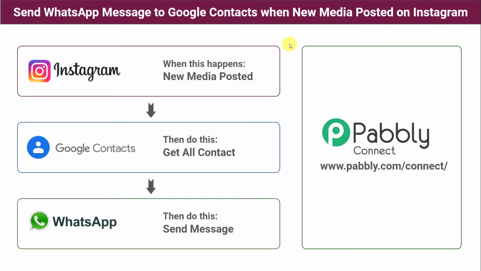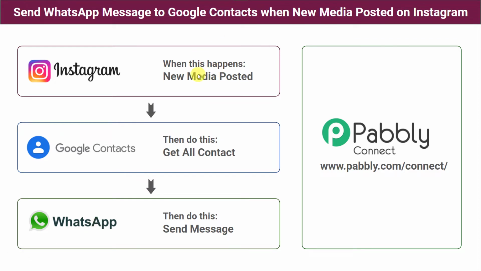So the idea here is that you have an Instagram account. Now you want that whenever a new media is posted on your Instagram account, all the people who are added into your Google Contacts should receive a WhatsApp message stating that you have posted a new media into your Instagram account. But here the problem is that there is no direct connection between Instagram, Google Contacts and WhatsApp. So how the messages will be sent on the WhatsApp number of all your Google Contacts regarding the new media post.